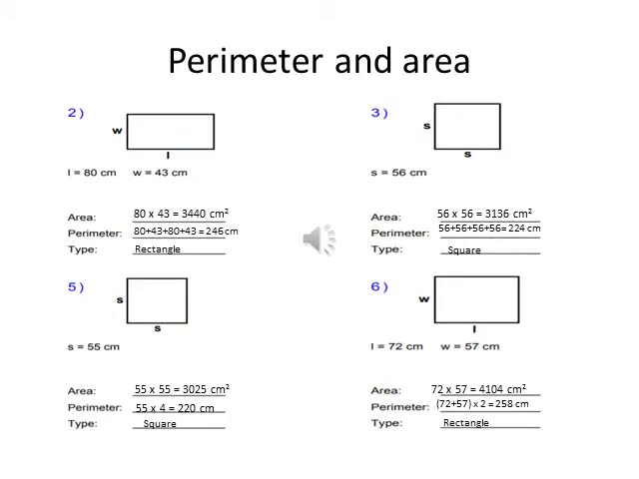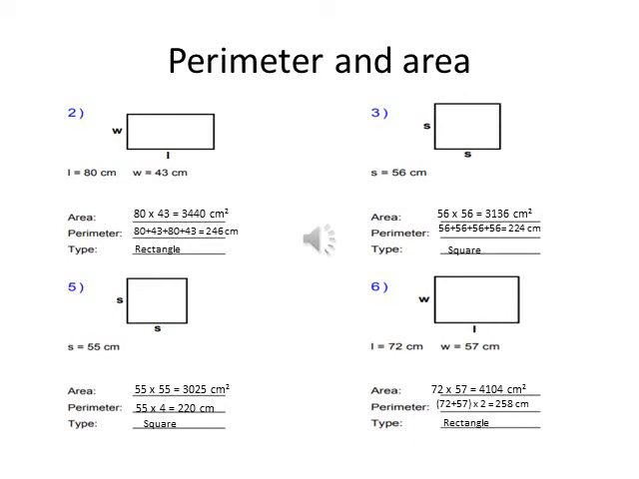The perimeter and area lesson. Here you will find a perimeter and area. I'm asking you to write down the perimeter, the area, and the type of the shape in these 4 questions. In the first question here, you will find it's a rectangle, and he told you that it has L and W, which means length and width. The length here is 80 centimeters and the width here is 43 centimeters.